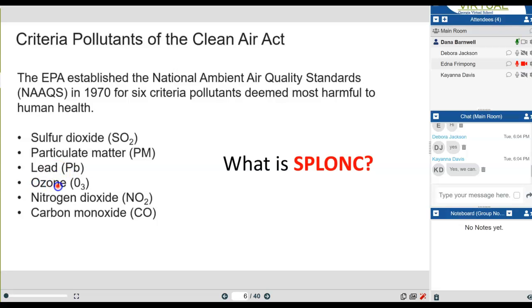Ozone, this is going to be that tropospheric ozone. This is going to be the bad ozone and not the good ozone. So this is going to be that tropospheric ozone and the photochemical smog that we're going to have in the troposphere. We've got nitrogen dioxide and we have carbon monoxide.